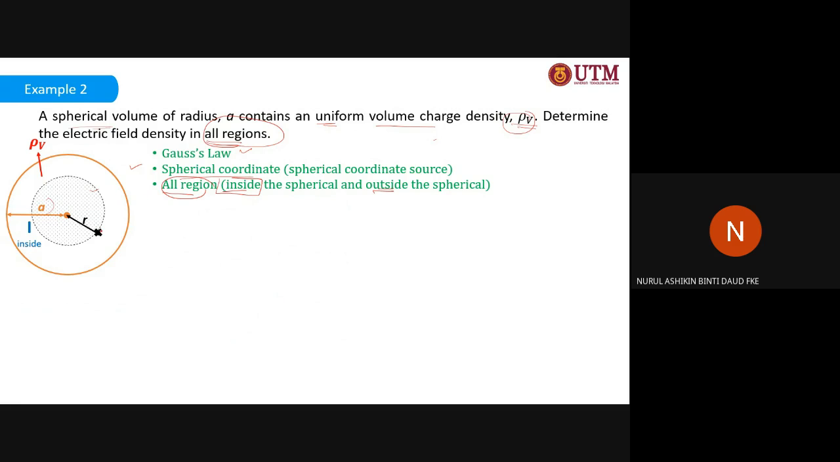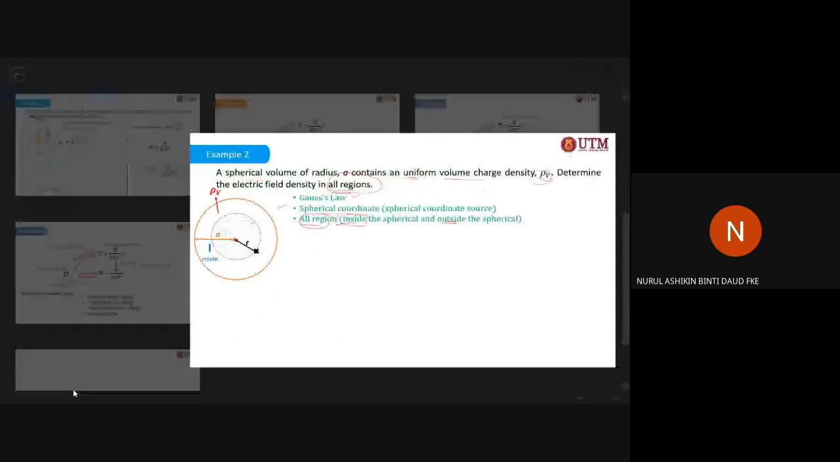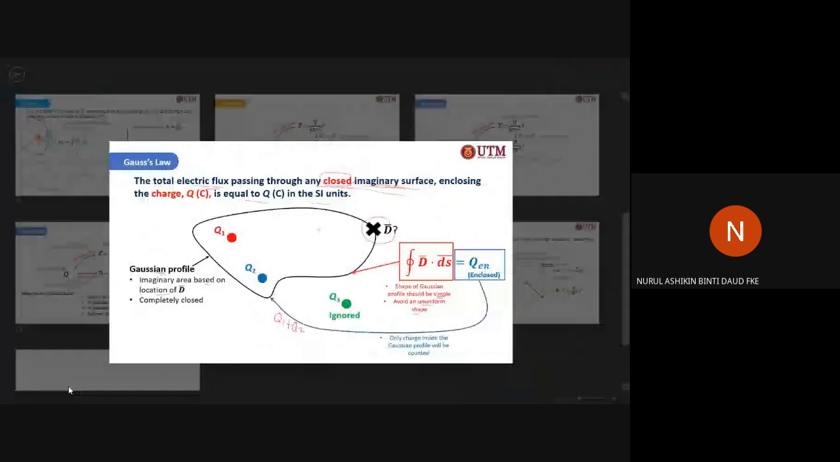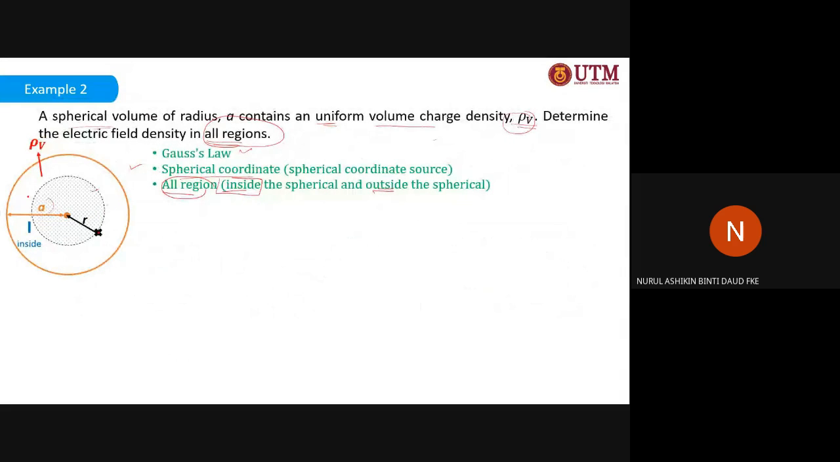So for the one that is inside the spherical, I mark the point of the electric field at this point. The sample is this sample, and I note it as X. Then what I should do next is draw the Gaussian profile. So I draw the Gaussian profile with radius R. It should be uniform as well, so that I deal with a simple shape, right? So I make it a sphere as well, with a radius R.